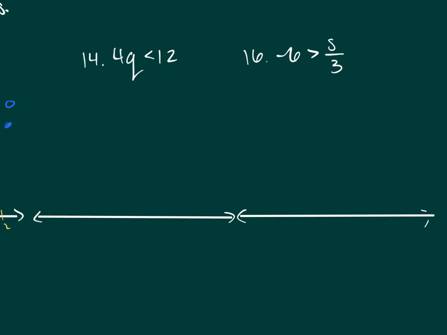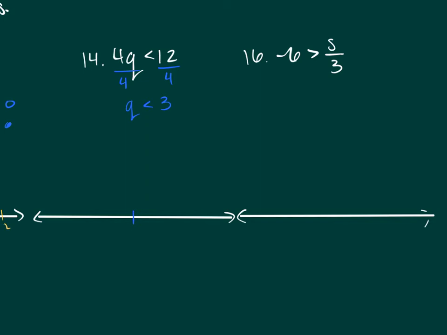Now let's try 14. 14 says 4q is less than 12. So we have to simplify each side of the equation. Already done. There are no additions or subtractions to use inverse operations on. And so then we go to the third step, which is multiplication or division. We're going to divide both sides by 4. Q is less than 3.